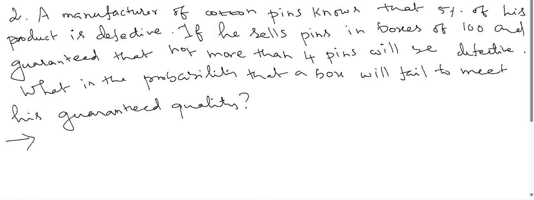You understood the question? Actually, a manufacturer of cotton pins knows very well 5% of his product is defective and he placed 100 pins in a box. So, 5 pins should be defective as per the statement given in the problem. And he guaranteed that not more than 4 pins will be defective. What is the probability that a box will fail to meet his guaranteed quality? That is what we need to find out.